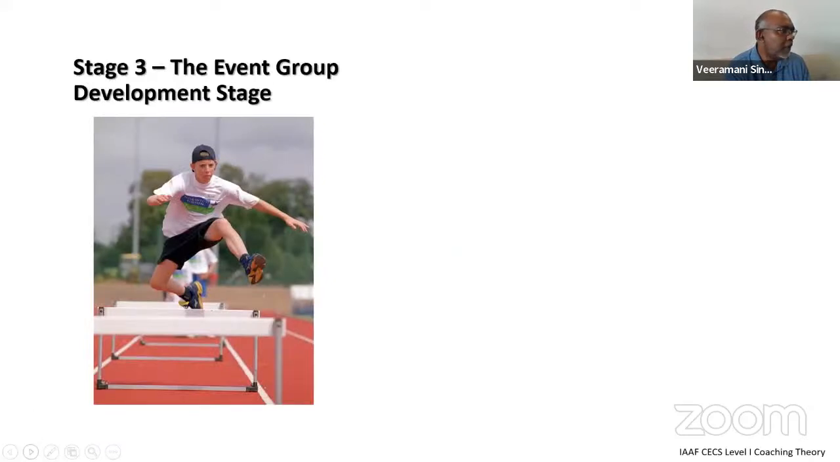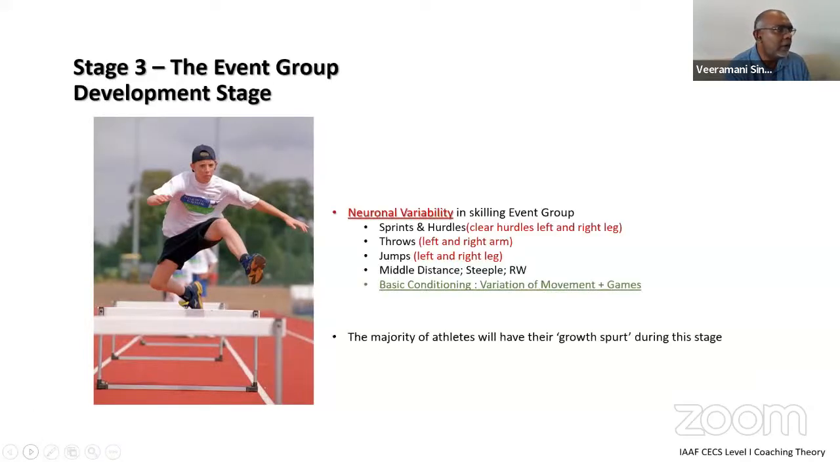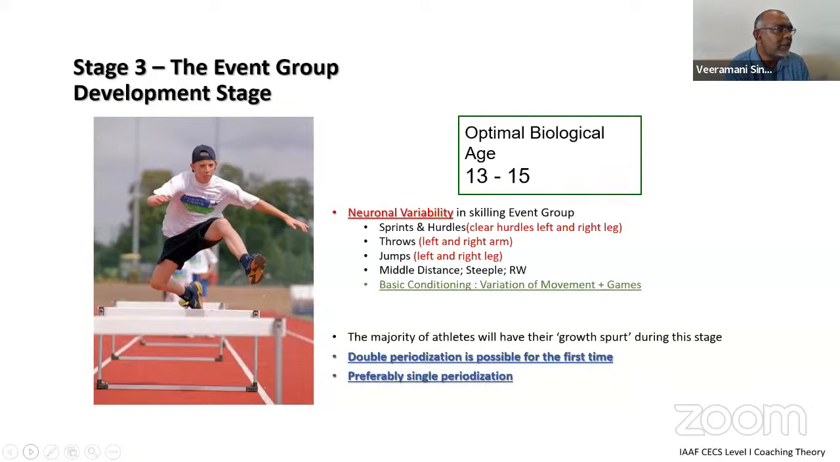Okay, we have this as our guidelines. Event group development will fall between the ages of 13 to 15. What we want to see is a variety of activities and neuromuscular variations. Some of the examples are here for you to use, so again, prepare based on the guidelines we have here for you.